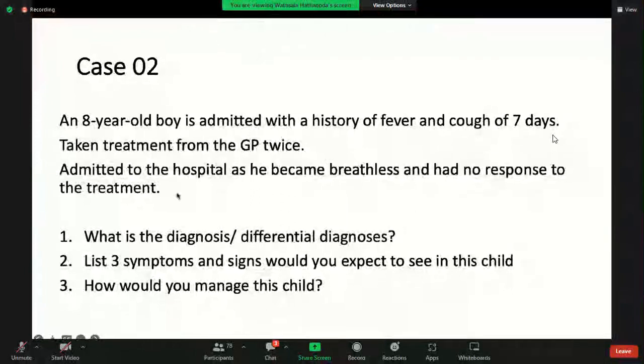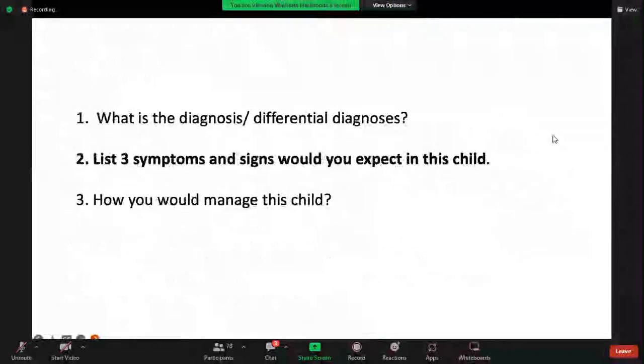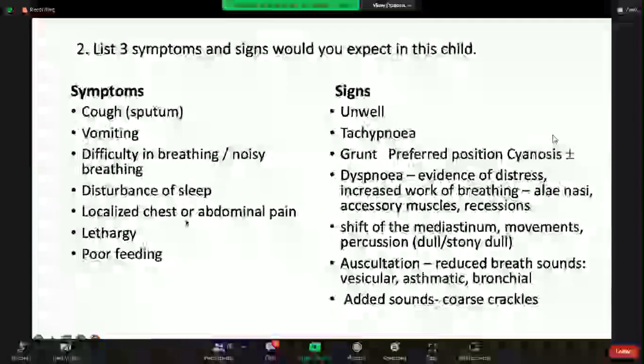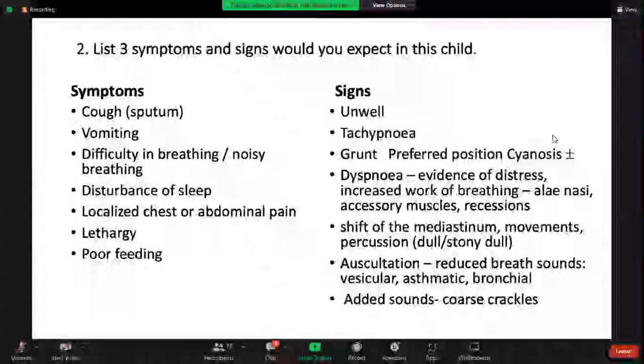So anything in the general examination? Any other signs? Again, you can look for additional sounds like the grunting, and in extreme cases, you might see cyanosis. So you should be able to categorize the symptoms and signs. These you should expect to elicit in your history taking as well.